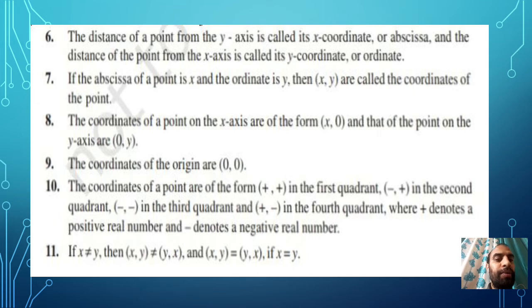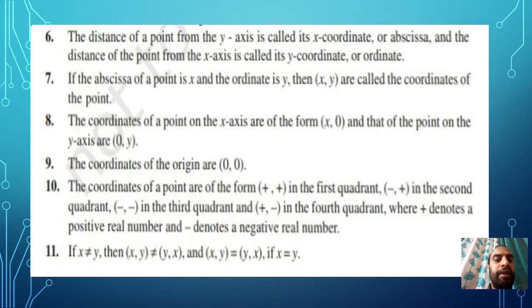What are the coordinates of the origin? Origin is in the center, as I told you, it is represented by O, and its coordinates are 0, 0. Next thing, how we can find out in which quadrant two values lie without representing them on a graph.